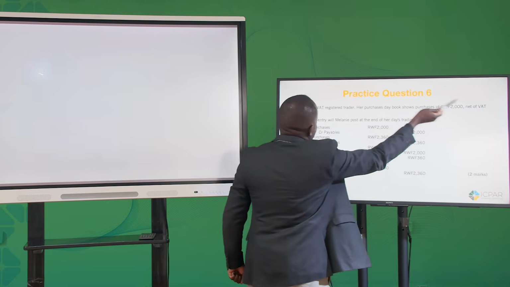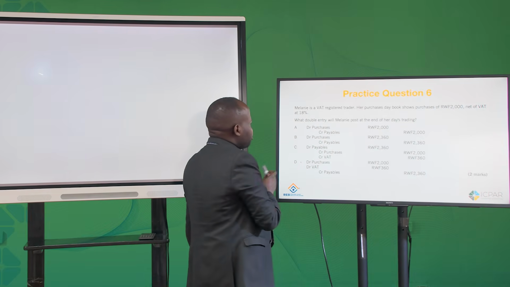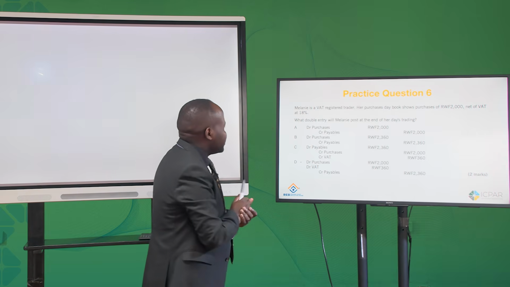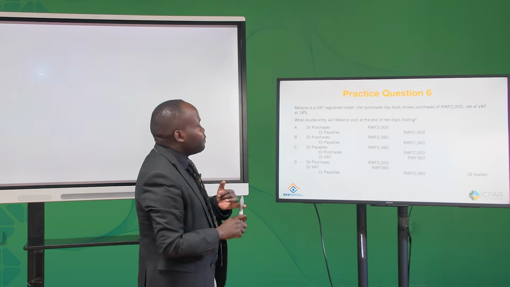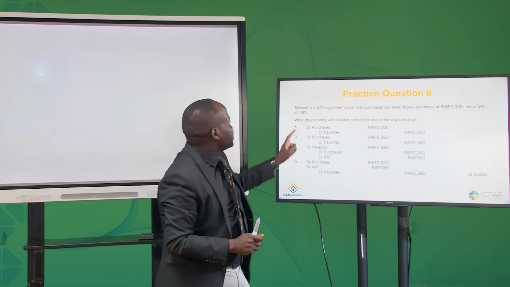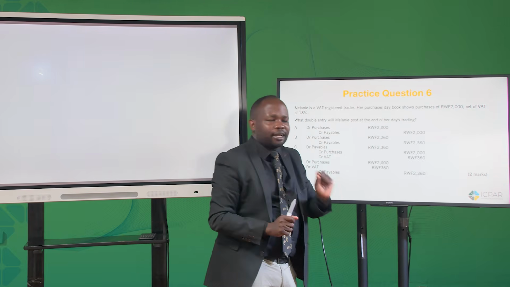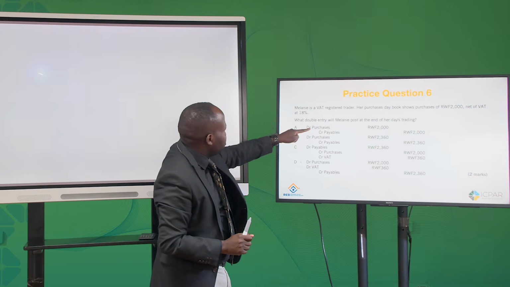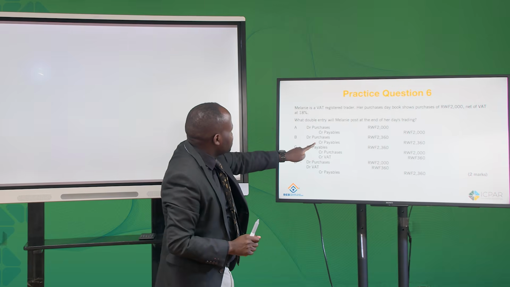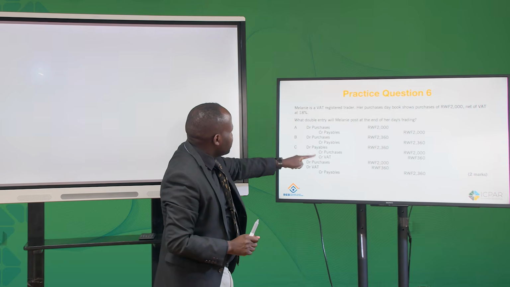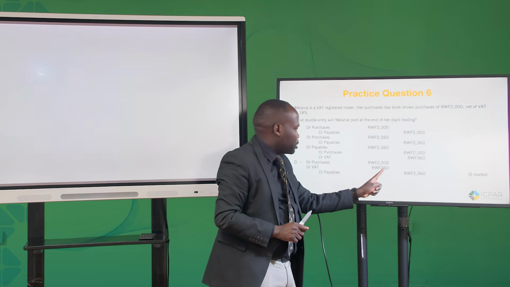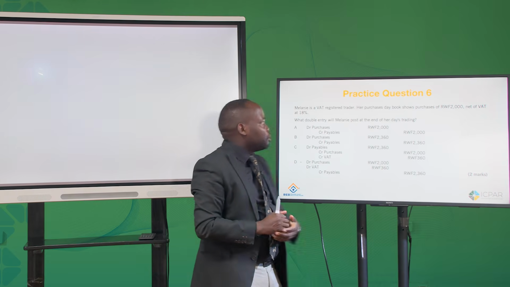That is 360. So we look for a transaction that has got 360 as VAT. So debit purchases 2,000, debit VAT 18% of 2,000, that is 360, and credit payables. So 2,000 debit purchases, debit VAT, and credit payables.